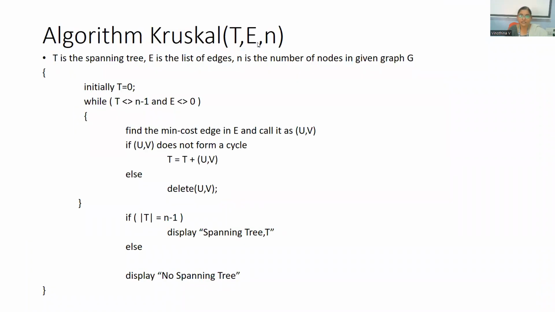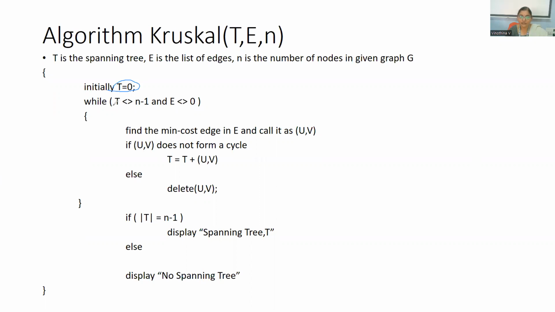This Kruskal algorithm takes three parameters. One is T, that is the solution. This parameter T is going to store the final spanning tree. Then E is the set of edges and N is the number of nodes in the given graph. Initially the solution set is empty. Then we have to repeat the algorithm until we process all the edges in the given graph.